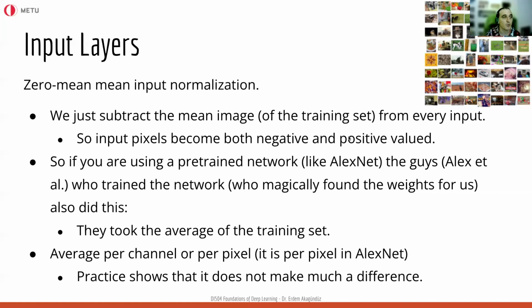What you do is you subtract that average image from every image in your training set during training. You do this in testing as well. So the values that you feed to the first layer of the convolutional encoder, which is the second layer of your network, will not be all positive. They'll be distributed positive and negative, so just zero-centered. This is called zero mean input normalization.